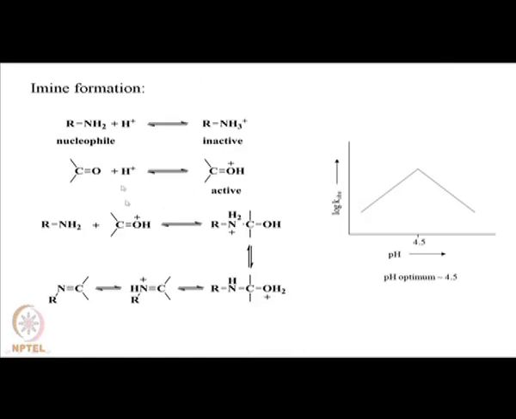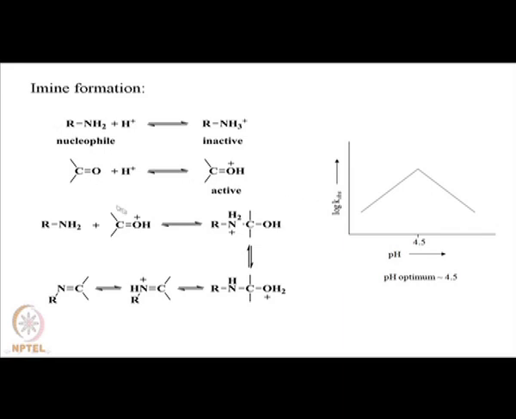Next, there is another reaction, which is imine formation. If you plot log k observed versus pH, it is found to maximize around pH 4.5 to 5. So the optimum pH is around 4.5. If you go either way, below 4.5 or above 4.5, the rate has been found to reduce.